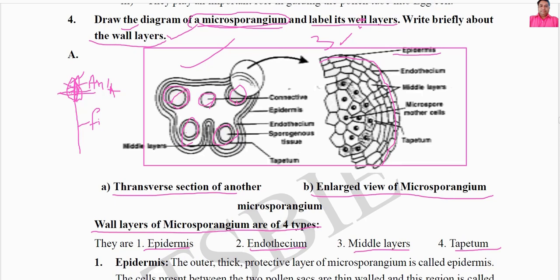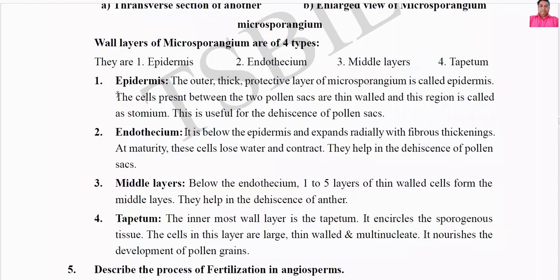So the first layer is called epidermis. The second layer is called endothecium. The third layer, middle layers. The fourth layer, tapetum.